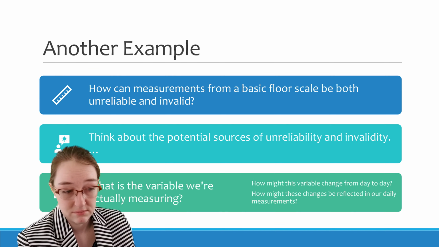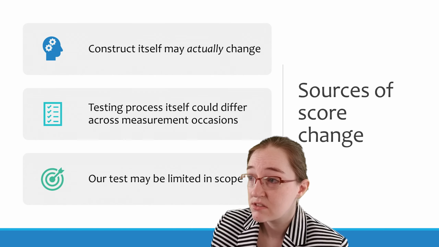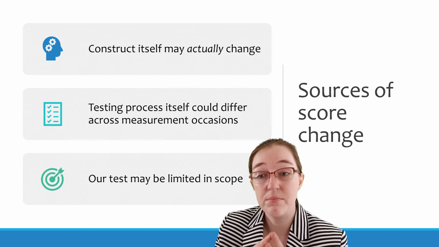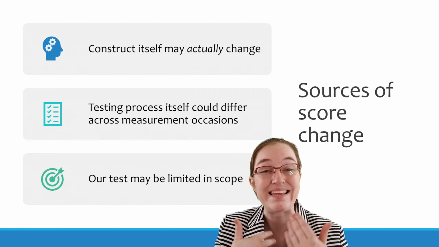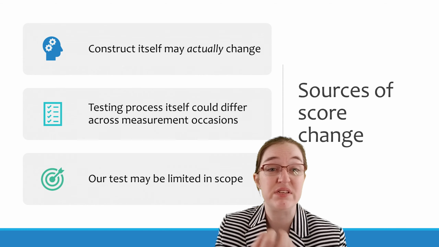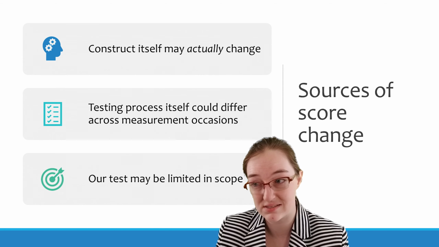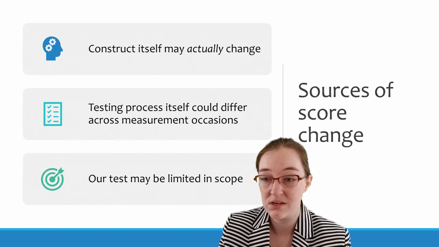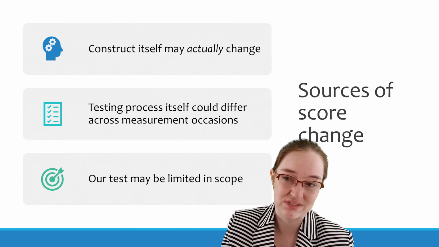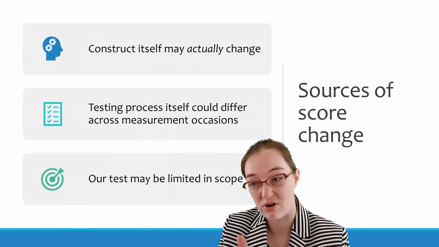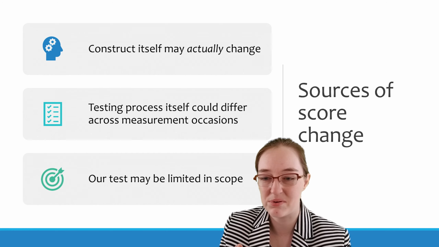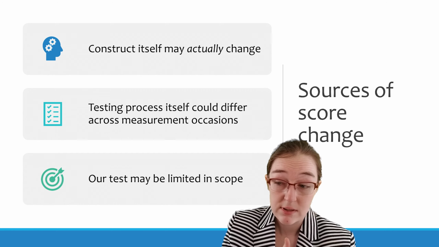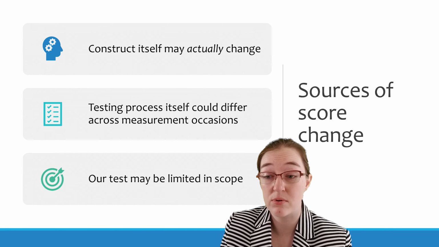All right. So, sources of score change, what we're going to be talking about. In both of these examples, there are multiple interrelated sources of potential inconsistency in the measurement process. These sources of score change can be grouped into three broad chunks. The first is that the construct itself may actually change from one measurement to the next. For example, think of practice effects or growth. These can lead to improvements in performance over time.